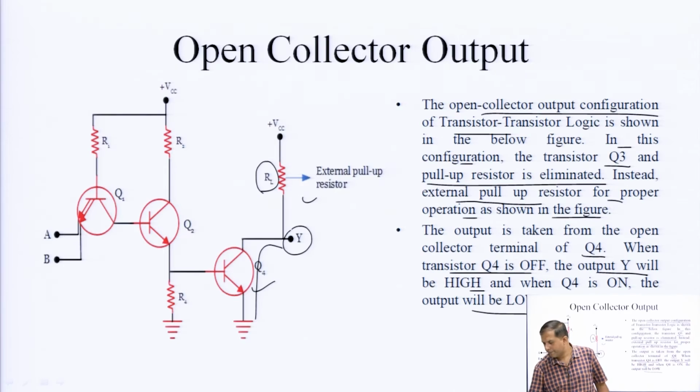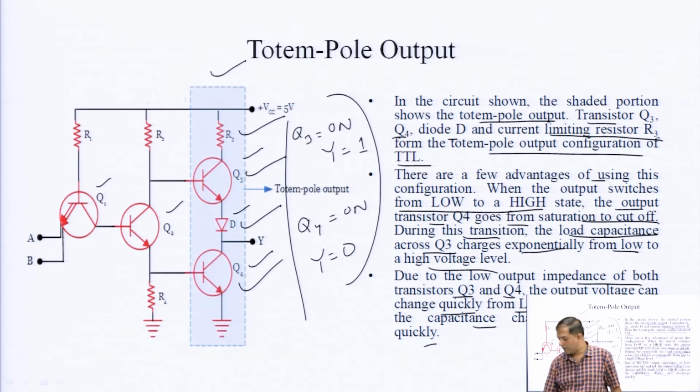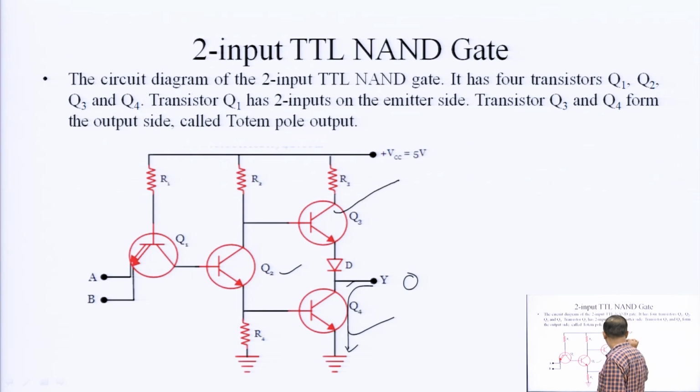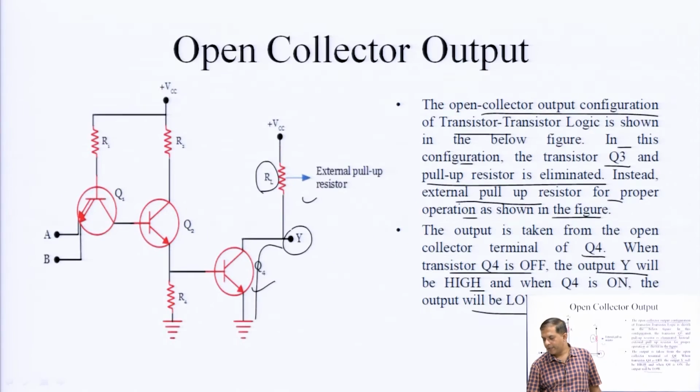Obviously, we have seen that when Q3 is on, Y is 1, and when Q4 is on, Y is 0. So, this is the normal TTL logic. Here also we have seen the same thing: when Q3 is on, Y is 1, when Q4 is on, Y is 0. So, this is the normal output of TTL circuit.